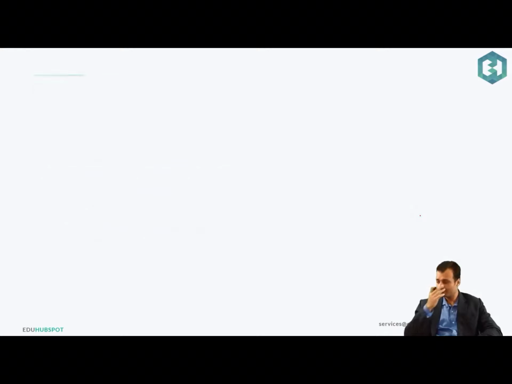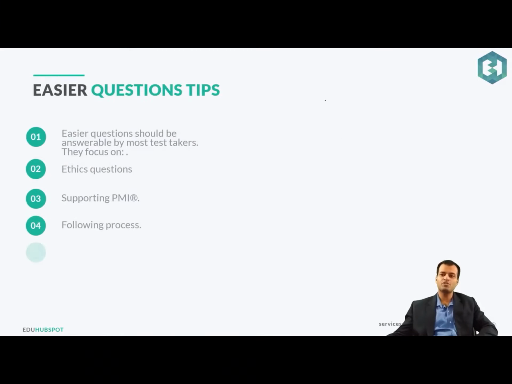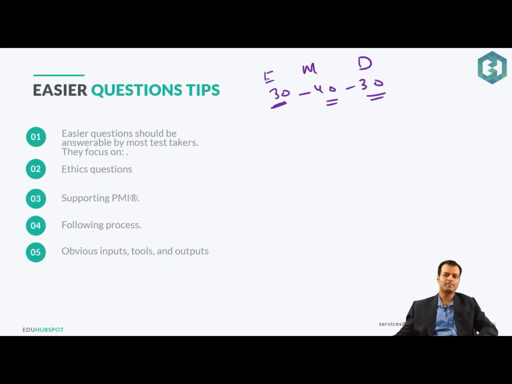Then, as I told you, the ratio is 30, 40, 30. So 30% of questions are easier, 40% are medium, and 30% are of higher difficulty level. So it's easy, medium, and I would say difficult. Easier questions should be answerable by most test takers. So most of the test takers will get these 30% questions right. They will basically be on the ethics questions, which we would be discussing in the next video.